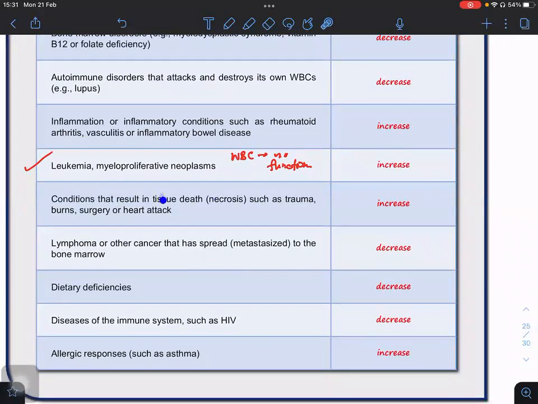Okay, conditions that result in tissue death like trauma, burn, surgery, or heart attack increase the white blood cells. Okay, because the necrosis releases a chemical that attracts the white blood cells. Lymphoma, any kind of cancer that spreads to the bone marrow. So when it spreads to the bone marrow, we know that bone marrow damage, correct or not? As long as there is bone marrow damage, decrease, okay?